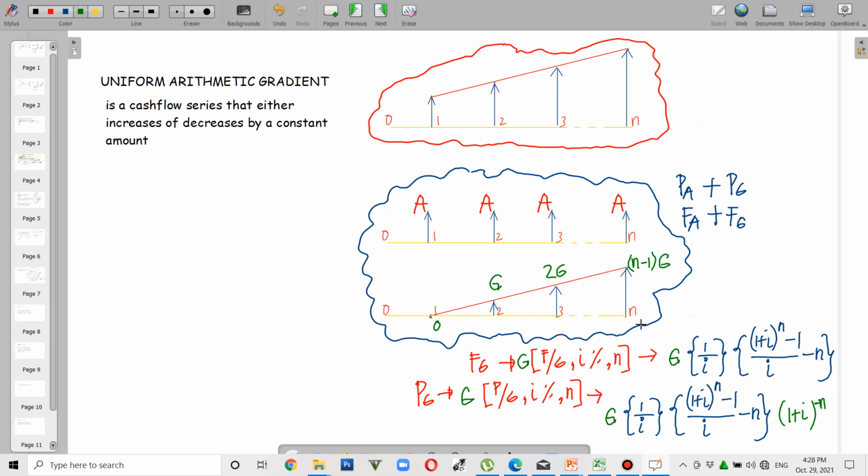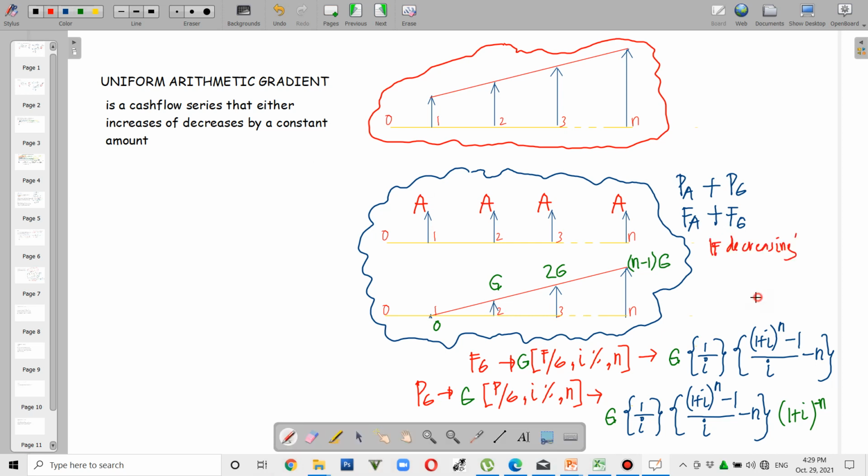Okay? So, you might ask, what if the gradient is decreasing? It's simple. We will just have to change the sign. So, if decreasing, we have PA minus PG or FA minus FG. So, we just subtract the operations. Okay? So, this is the additional formula we need to know when dealing with arithmetic or uniform arithmetic gradient.